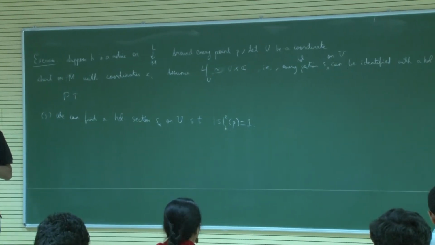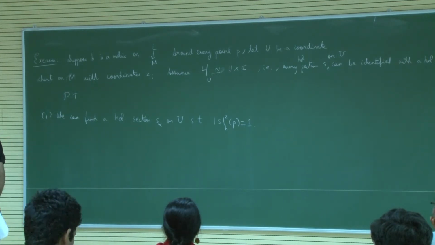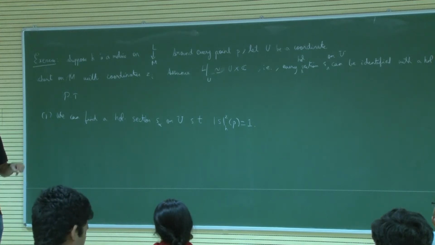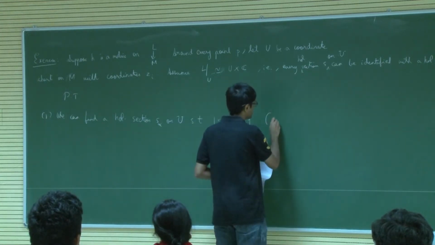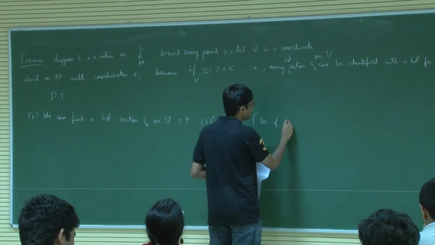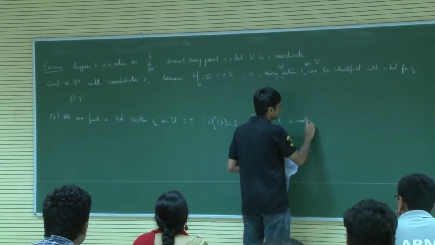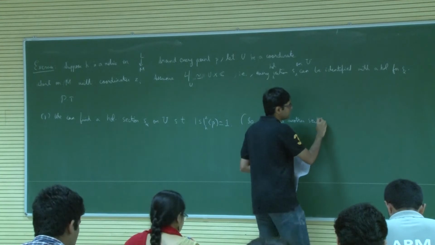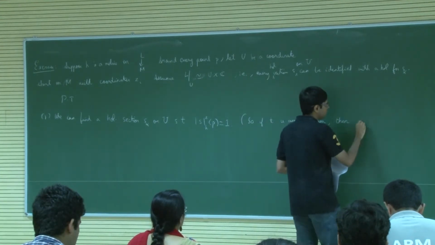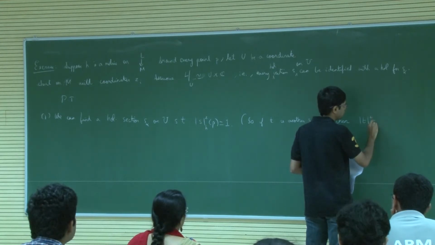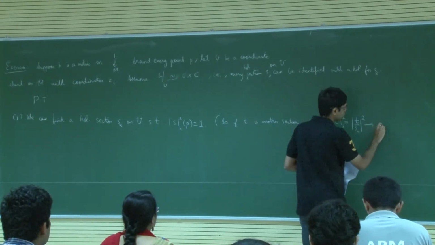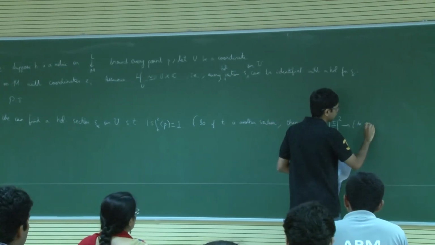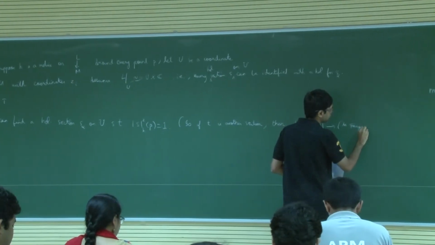So what ramification will this have? If I find a holomorphic section s on an open set so that at a particular point its magnitude squared is 1, then if T is another section, mod T squared is T over s alpha, as complex magnitudes of complex numbers.